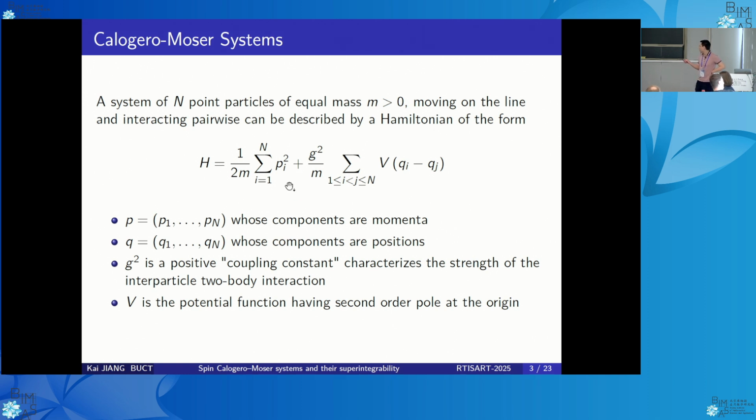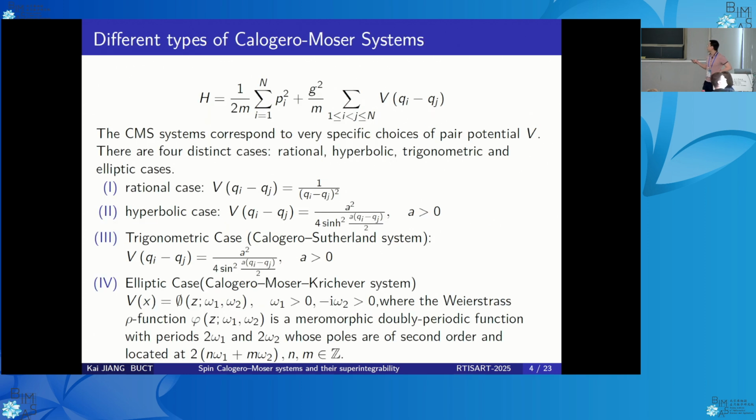The important part is the potential. This V is the potential function, and we require that it has a second order pole at the origin. It means usually it is 1 over something squared. So if a different potential function is chosen, the system has different behavior. The classical cases are the following. The simplest one is the rational case, where the potential function V looks like 1 over x squared.